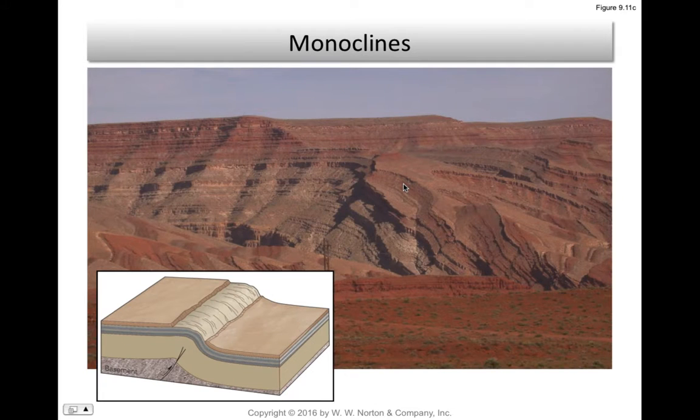Now, a special type of fold is where there's only one limb, right? And that type of fold is called a monocline. And monoclines usually occur over deeper set faults. For example, here's some strata that may have covered an older fault that was reactivated, and you can see as this older fault reactivates, it doesn't fracture the surface rocks, but the surface rocks bend along that older fault. And so we call that a monocline, where there's only one fold limb.